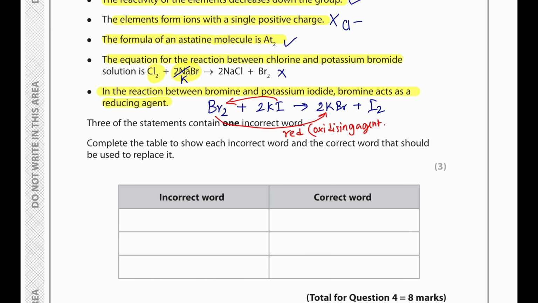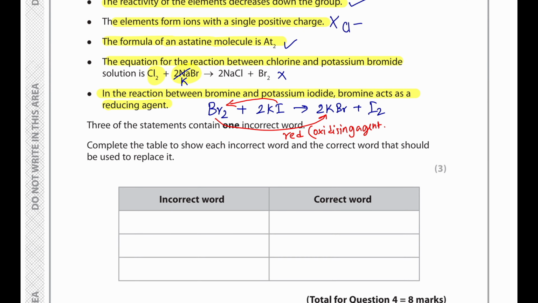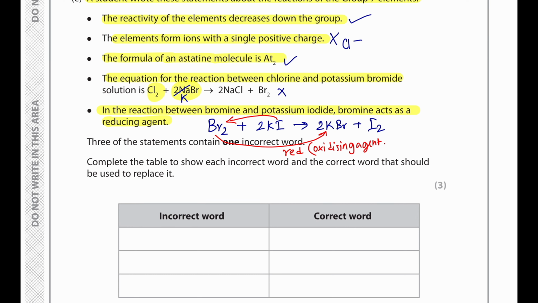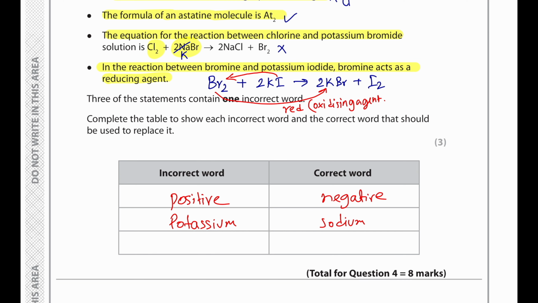Three of the statements contain one incorrect word. So the incorrect word, first of all, will be positive charge, and the correct word will be negative. Then for the second one, instead of potassium, it will be sodium. And the last one will be, instead of reducing, it will be oxidizing.